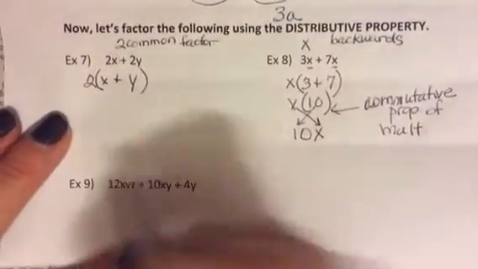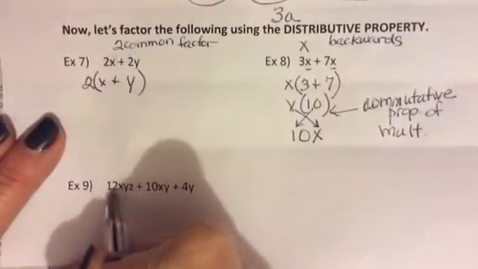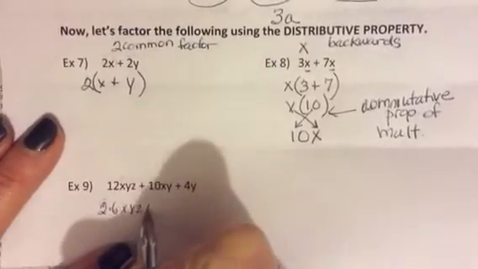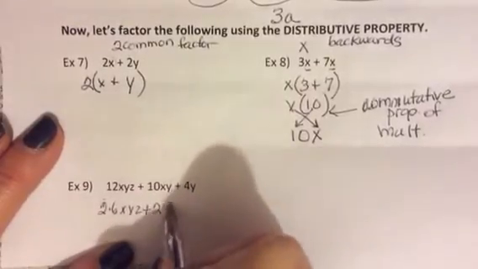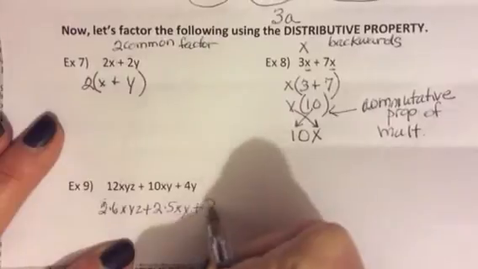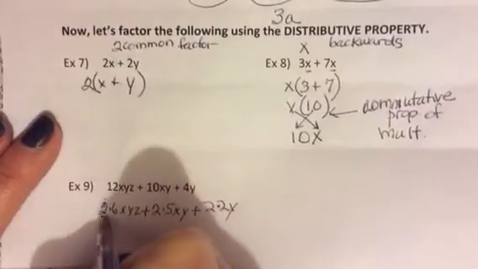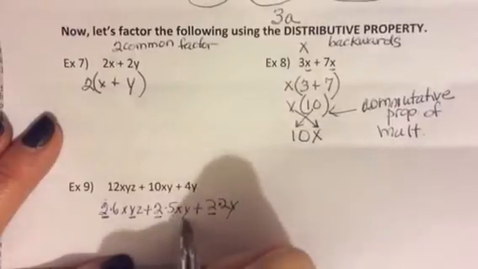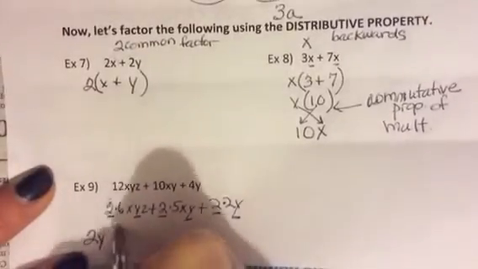Okay, last one, common factor. Well, let's factor this 12xyz. I could factor that down into 2 times 6 times xyz, plus my next term, I could divide a 2 out of 10xy, so that's going to be 2 times 5 times xy, plus I can factor 4 down into 2 times 2y. So I've got a 2 common to all three of these terms, and I have a y common to all three of these terms. So I can factor out a common factor of 2y.